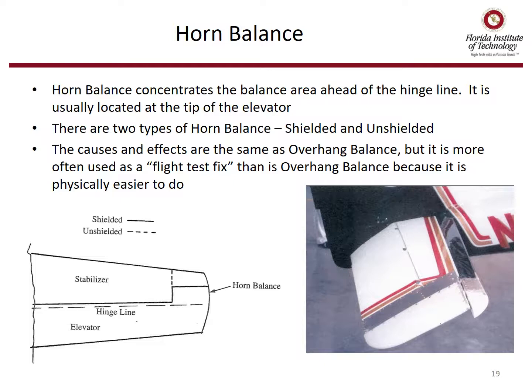The horn balance concentrates the balance area ahead of the hinge line. It is usually located at the tip of the elevator. And there are 2 types of horn balance, shielded and unshielded. The causes and effects are the same as overhang balance, but it is more often used as a flight test fix than the overhang balance because it's physically easier to do.